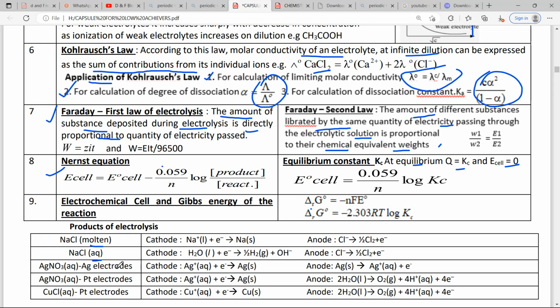And in AgNO3 with Ag electrodes, at the cathode Ag will be there, and at the anode Ag plus. And in the case of platinum electrodes, at the cathode Ag will be there, and at the anode water gives oxygen.